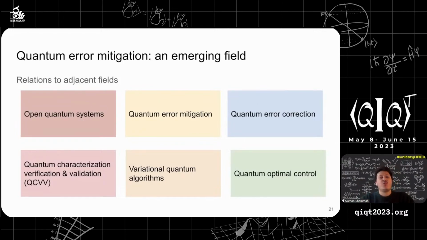Another important thing to mention about quantum error mitigation and the techniques that I will give an overview about is that quantum error mitigation is a field that has recently emerged also as a keyword, but actually key concepts exist in many of these adjacent fields, such as open quantum systems, quantum error correction itself with the use of symmetries, variational quantum algorithms, quantum optimal control, as well as quantum characterization, verification, and validation, also known by its acronym QCVV.